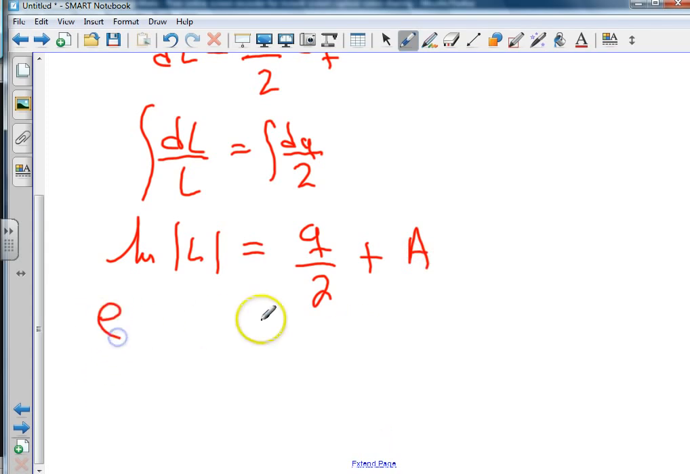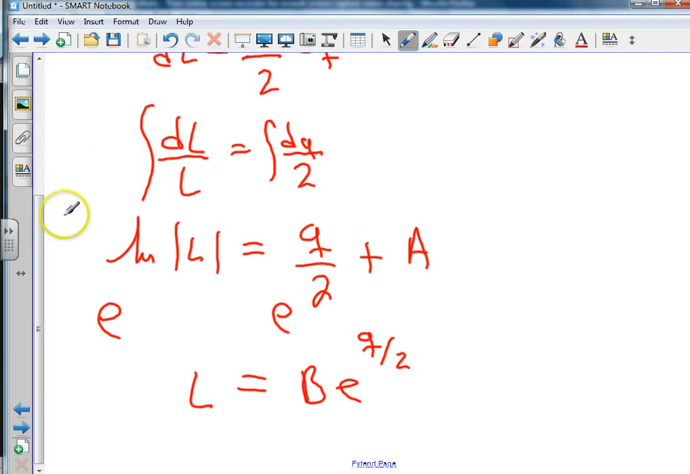E to the, and you get L as a function of Q is B e to the Q over 2. So now the continuous growth rate is 0.5, that's all. It's like 0.5 Q instead of 0.02 T in the previous example, right?